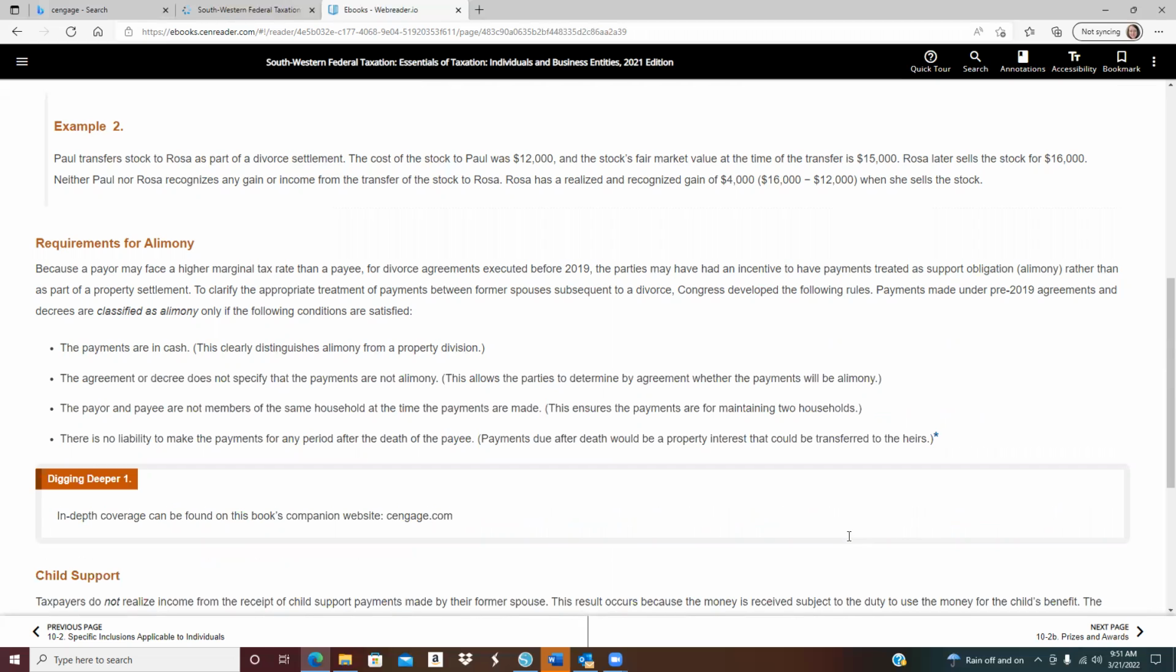Now, requirements for payments under divorce agreements executed before 2019. The parties may have an incentive to have payments treated as support obligations, alimony, rather than as part of a property settlement between former spouses. So Congress developed the following rules. The payments made under pre-2019 agreements are classified as alimony only if the following conditions are satisfied: the payments are in cash, the divorce decree does not specify the payments are not alimony, the payer and the payee are not members of the same household at the time the payments are made, and there is no liability to make the payments after the death of the payee.